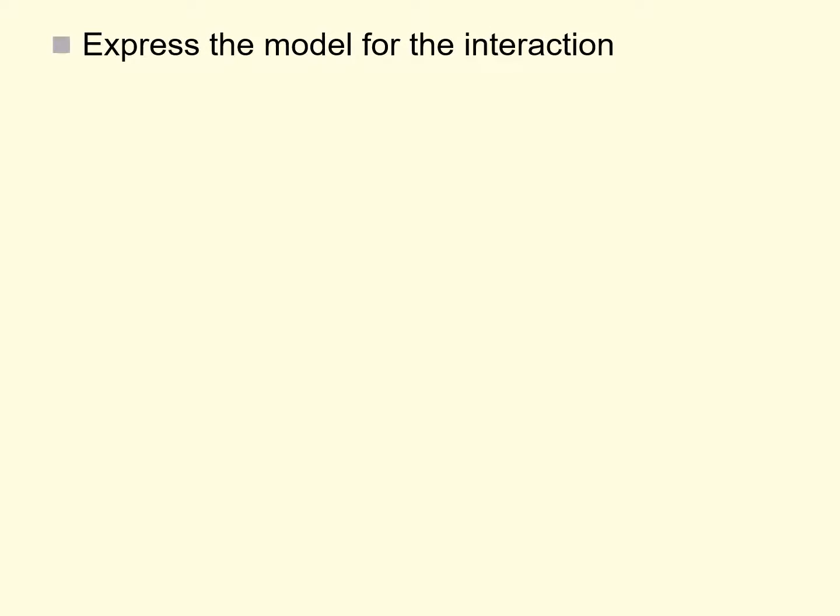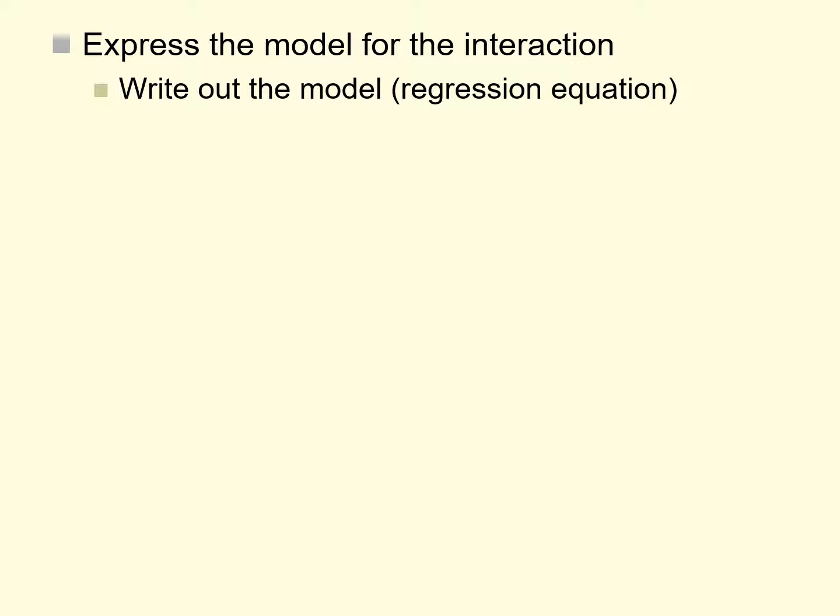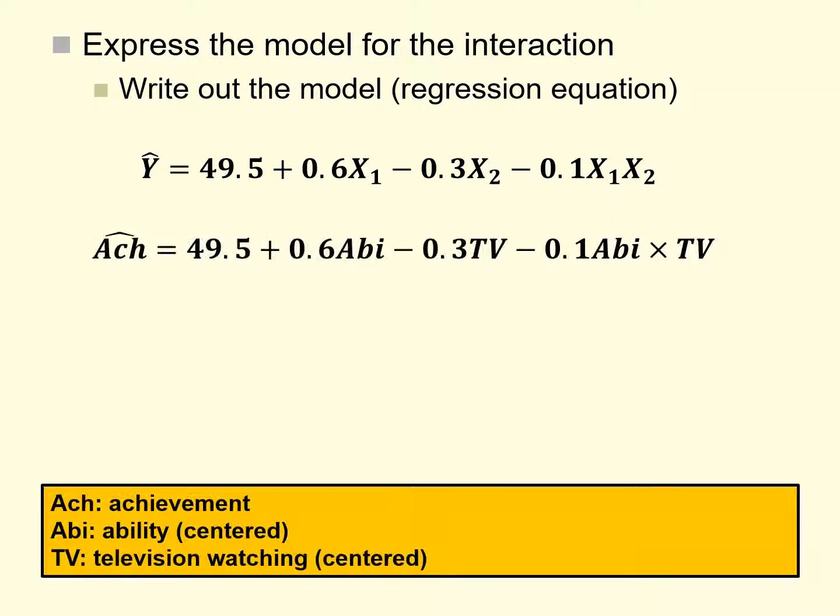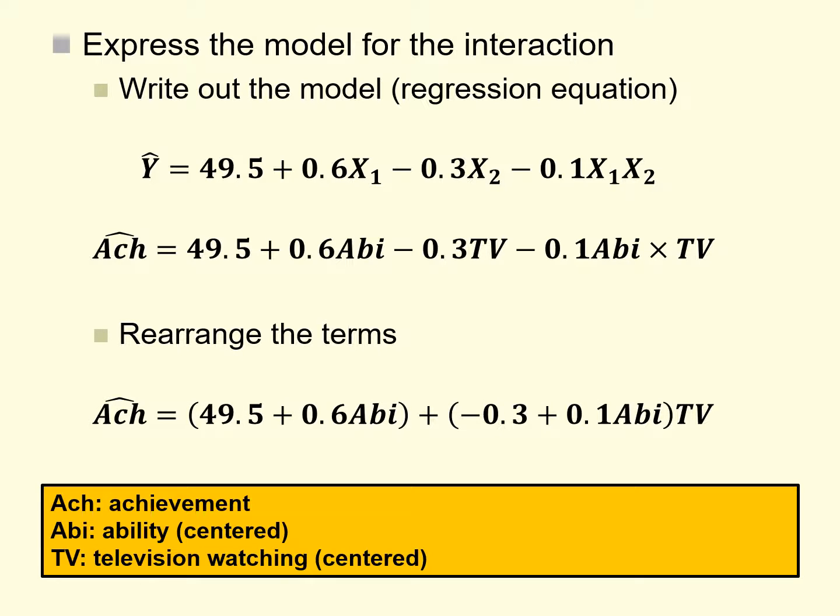One way we can do that is we can express the model for the interaction. We can write out the regression equation in such a way as to show how it changes at different levels of our moderator variable. So we're just rearranging the terms here, and we now have a term to refer to the intercept and the slope of the model, each of which contains the moderating variable, ability.